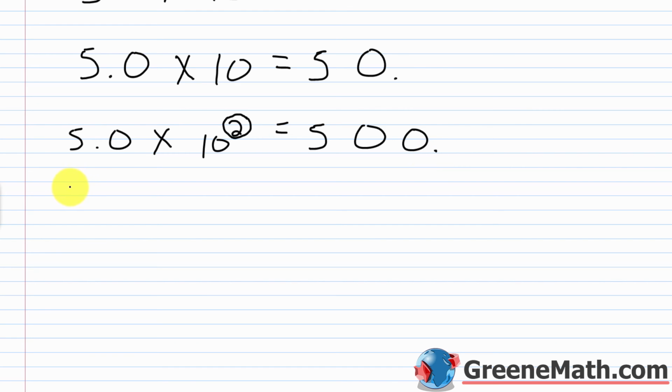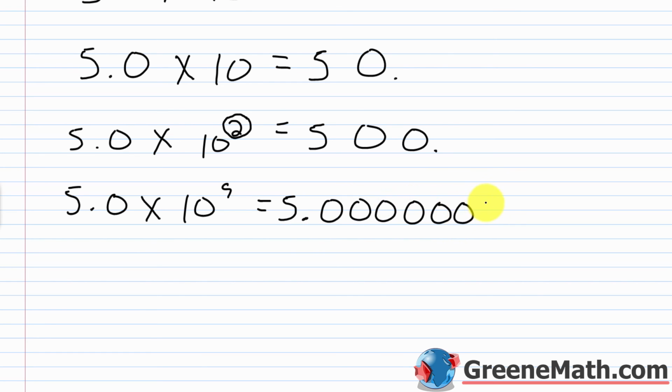And so if I ran across something like 5.0 times 10 to the 9th power, I know I would do 5 point, and then I would just move this 9 places to the right. So let's do that. Go 1, 2, 3, 4, 5, 6, 7, 8, 9. Because this is all the way out there, I'm going to use some commas now. And we'd end up with the number 5 billion.